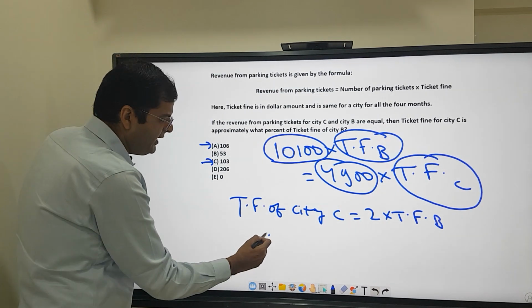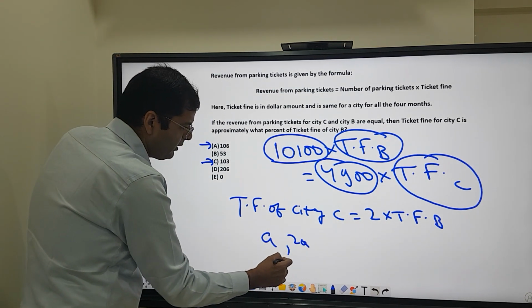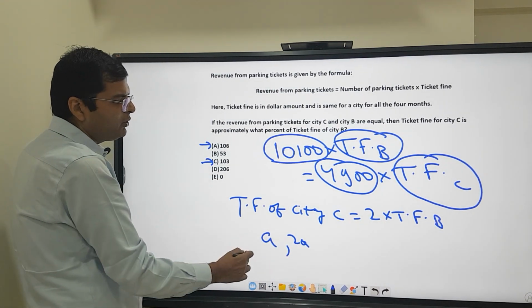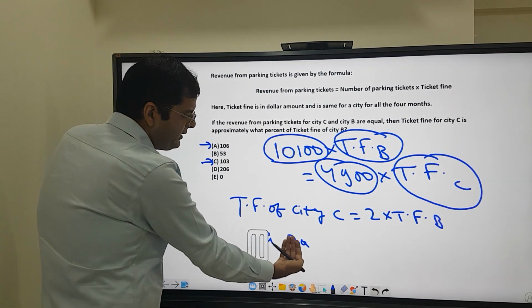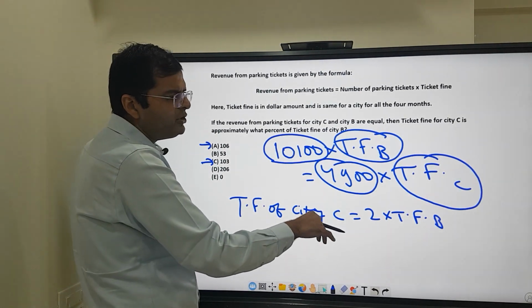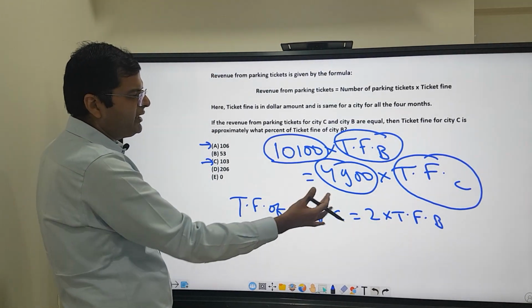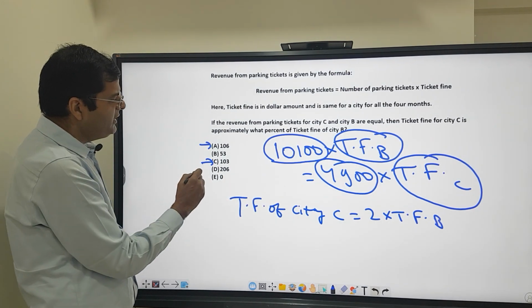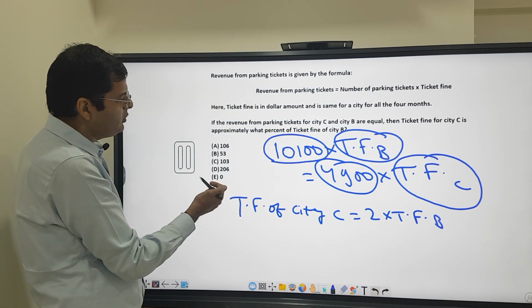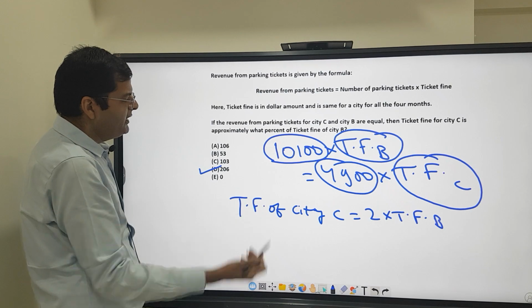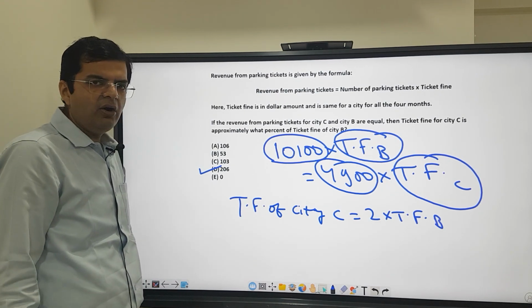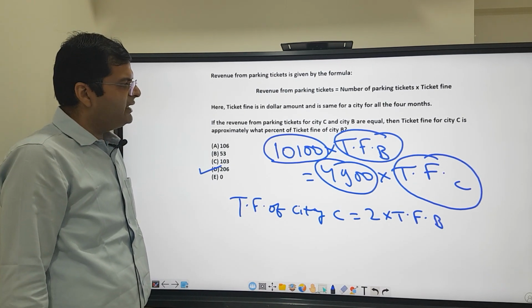If I say A and 2A, if you compare, 2A is what? 200% of A. Alright. So ticket fine of city C is almost 200% of ticket fine of city B. Only option D says near to 200 as an option. So option D, 206 is the right option here. Alright. That's how you solve this question.